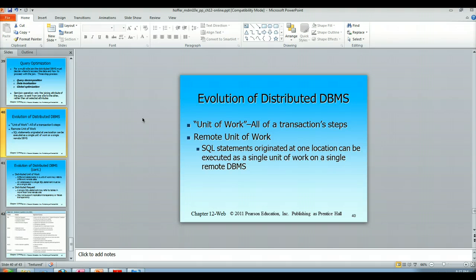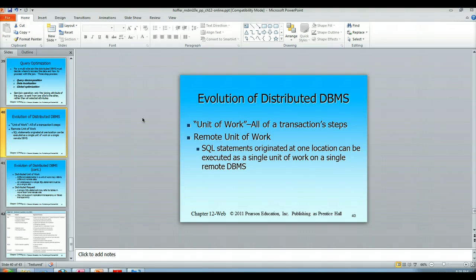So, started off, let's define what a unit of work is. The unit of work is all of the transaction steps. If you have a complex transaction, that entire transaction is the unit of work. So we can have a remote unit of work where the SQL statements originated at one location can be executed as a single unit of work on a single remote database management system.